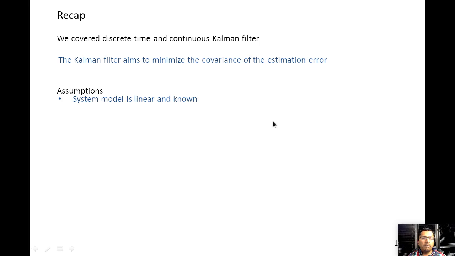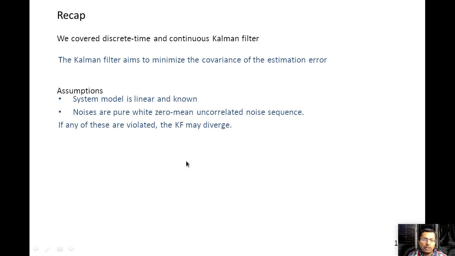We assumed that the system model was linear and perfectly known. I did mention that there are some issues when there is some uncertainty in the model, or the model has a higher dimension than the actual model that was used. There is some discussion in the book. The other assumption is that the noises affecting the system are all white, zero mean, uncorrelated noise sequences, or noises in the case of a continuous system. If any of these conditions are violated, there is a potential for the Kalman filter to diverge.